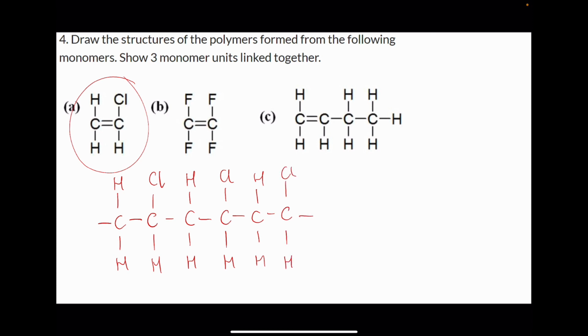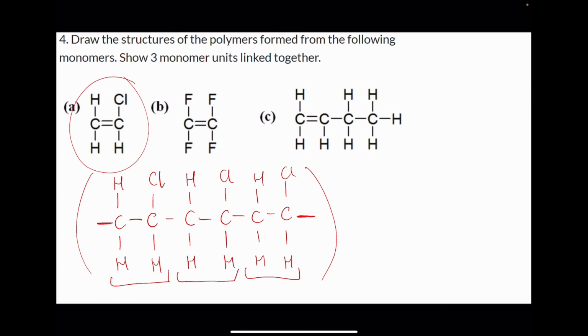Okay, so things I'm checking for. Do I have 3 repeating units shown? Yes. Do I have a single bond hanging on either side? Yes. And then I can put these brackets around to show that I know this is just part of something, not the whole thing.